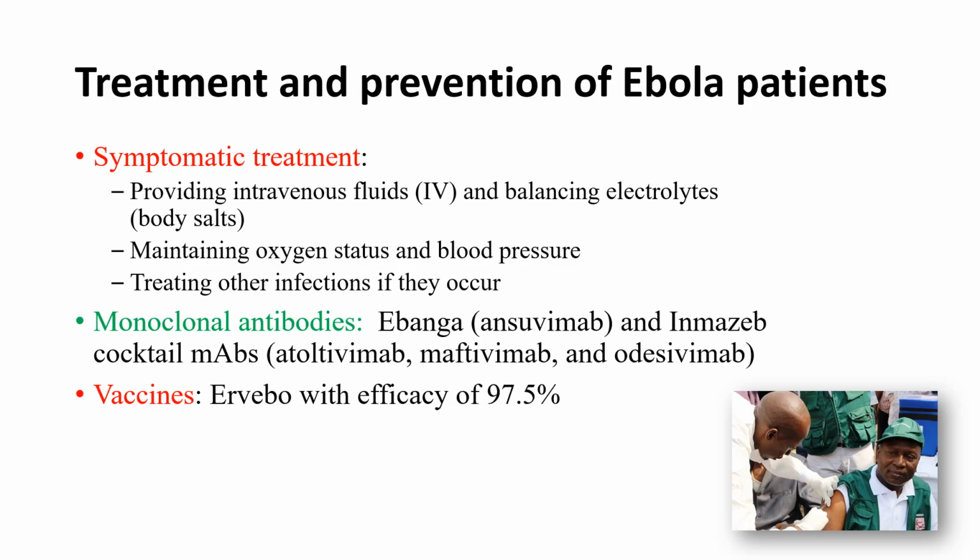So this vaccine is made of a recombinant vesicular stomatitis virus, which expresses the surface glycoprotein of the Ebola virus. The other vaccines are being developed, including one by Johnson & Johnson that is based on adenovirus serotype 26, and this vaccine also is promising.